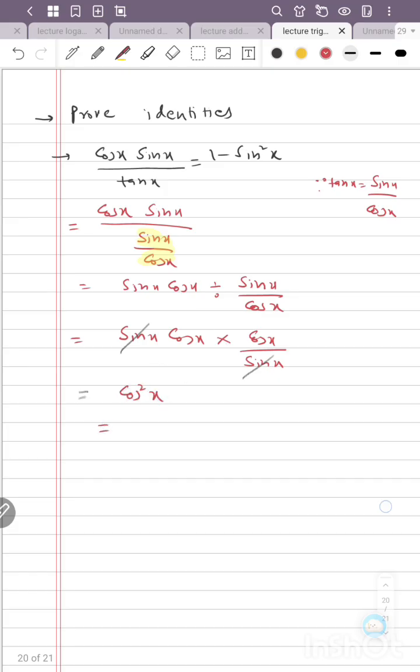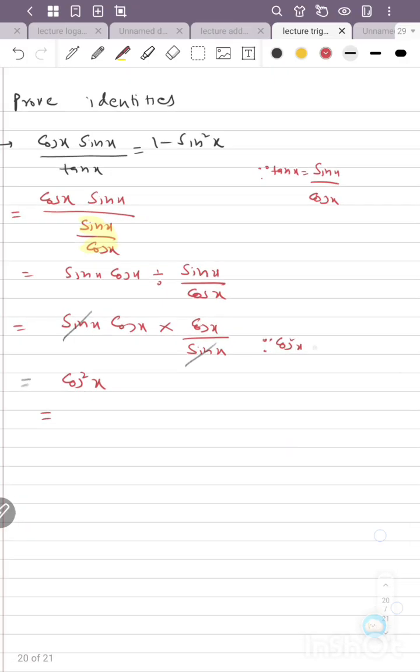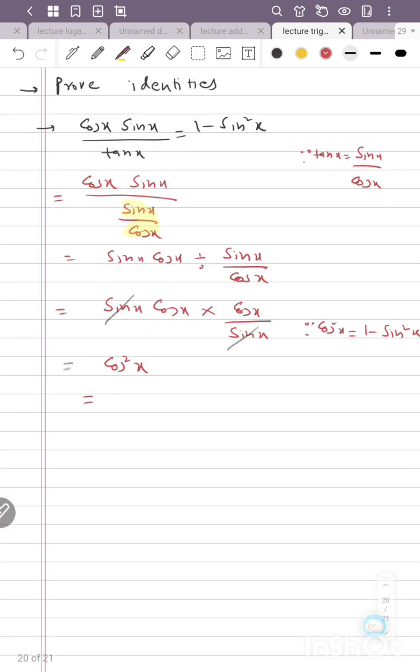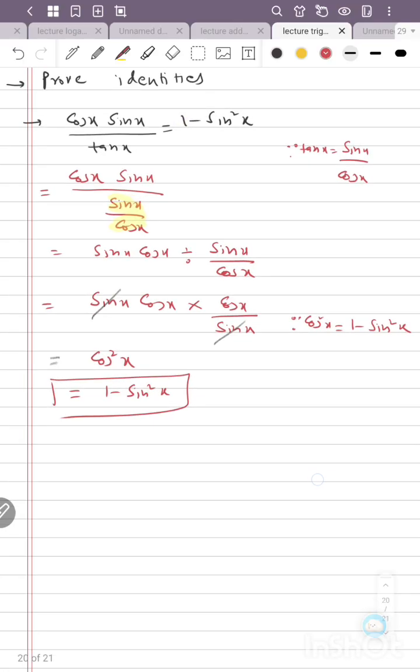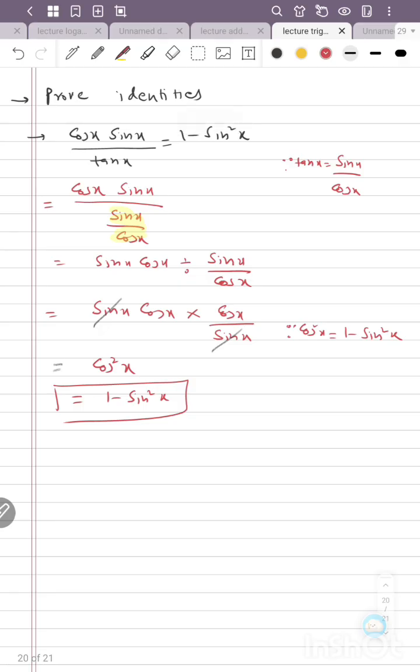We know the formula is cos square x equal to 1 minus sin square x. So the answer is 1 minus sine square x. This proves our identity.